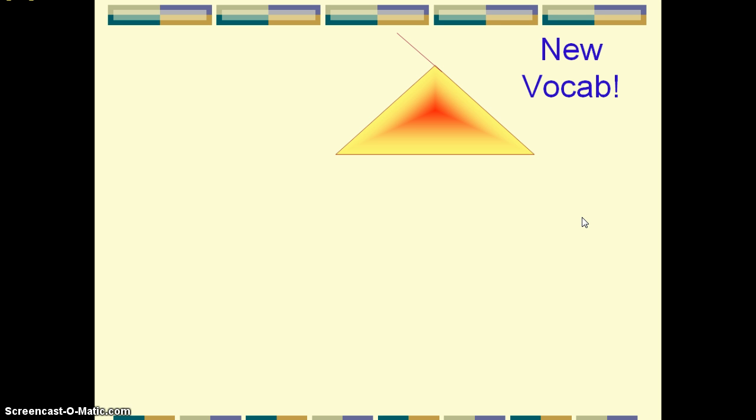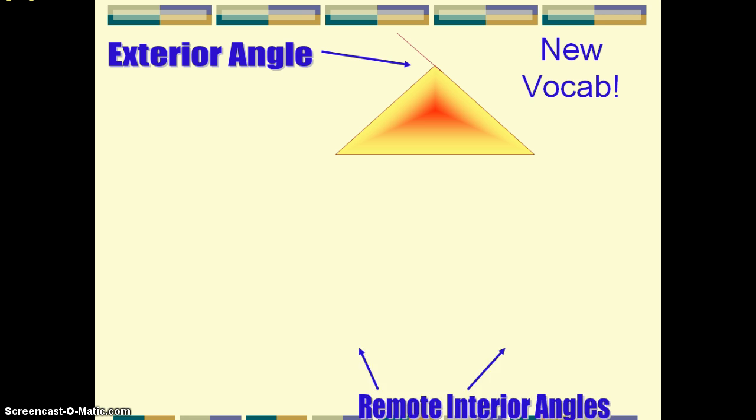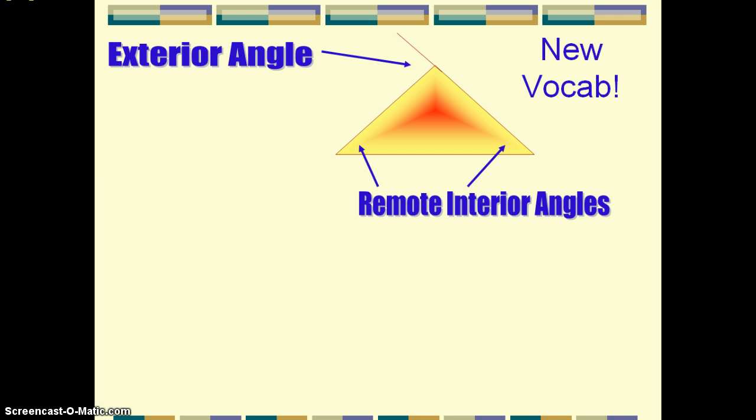Alright, next new concept. Exterior angles and remote interior angles have a relationship. So an exterior angle is going to be an angle on the outside of a triangle that is formed by extending one side of the triangle. The remote interior angles are going to be the inside angles that are across from that exterior angle.